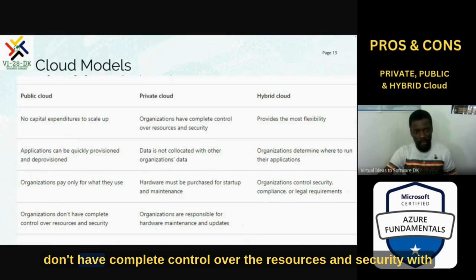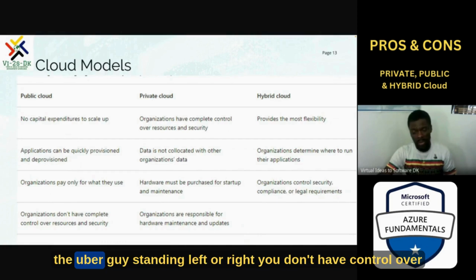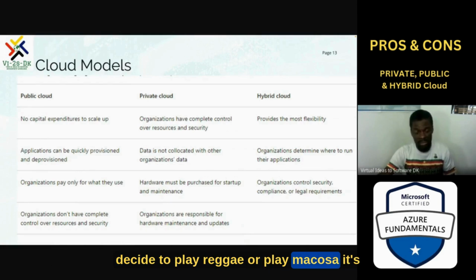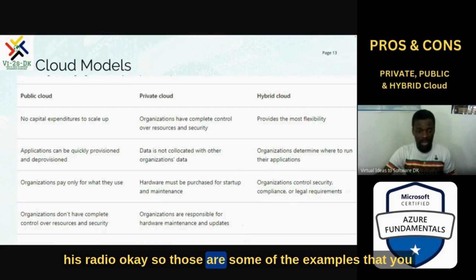And again, organizations don't have complete control over the resources and security. If the Uber guy is turning left or right, you don't have control over that. You can only suggest, but you can't decide to play reggae or play makossa. It's his radio. Okay, so those are some of the examples that you can think of.